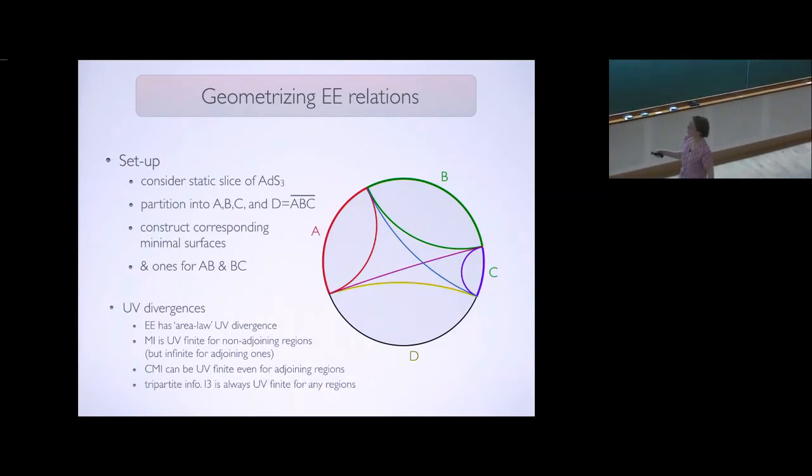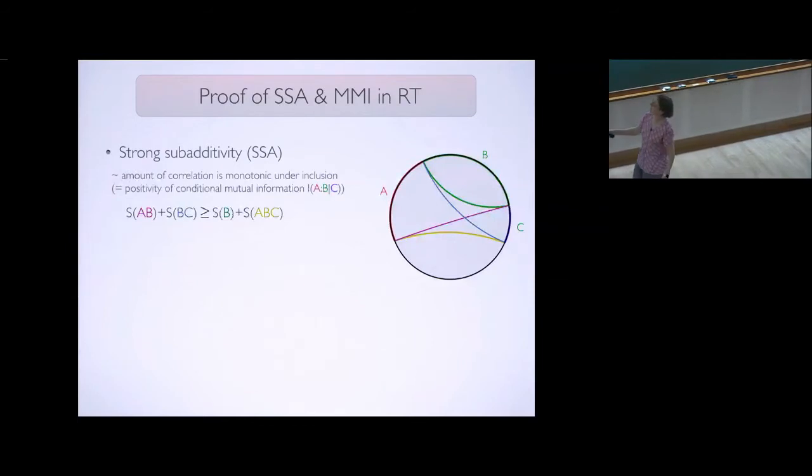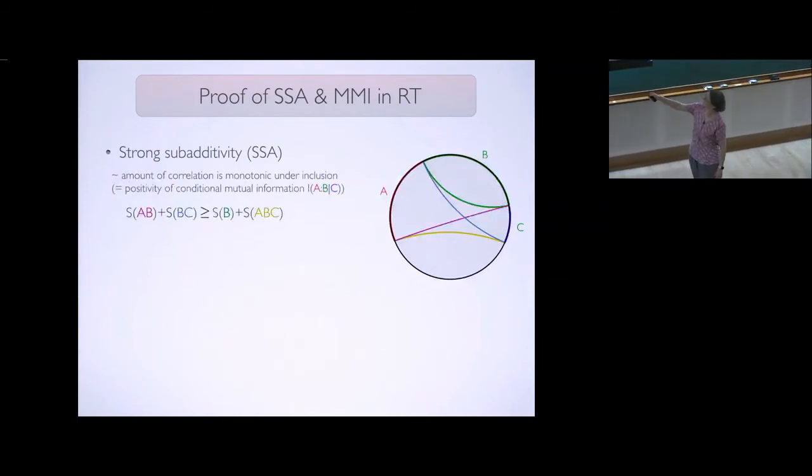Okay. So let's see how we prove these things. For example, strong subadditivity just comes from comparing the areas of these surfaces. If you take AB, that's given by the area of this surface, BC is given by the area of this surface, and then B and ABC by the areas of these surfaces. Now you can describe the areas on the left-hand side as the area of this surface plus that surface. You just split the surfaces up.